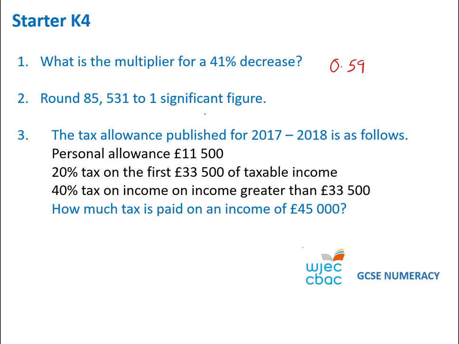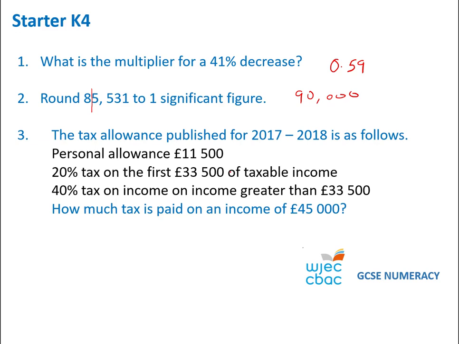Round to one significant figure. So the first non-zero term is the 8. Does the 5 affect the 8? Yes, because it's 5 or bigger. So that leaves us with 90,000. A lot of people remember the 90 and forget it's the thousands.